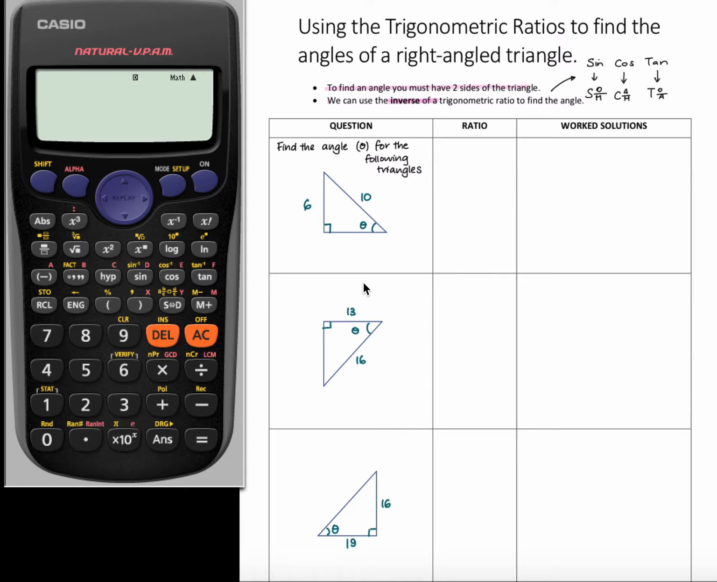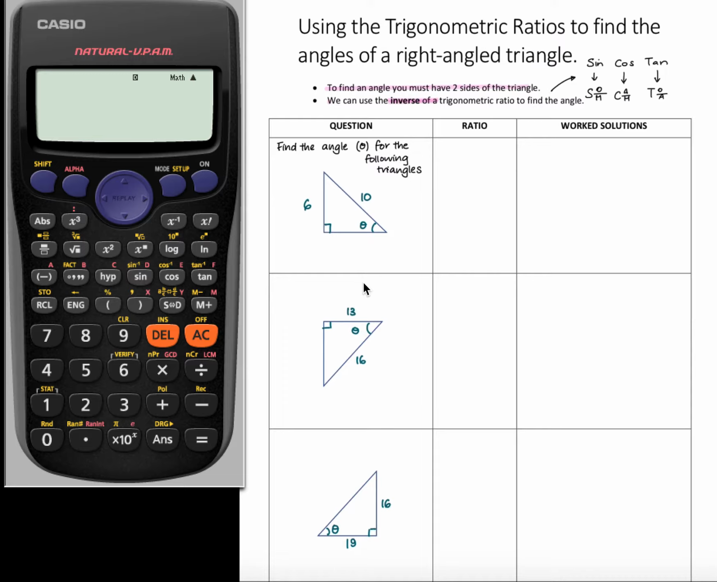Now if we look at the first question, we're asked to find the angle, which for all three examples is represented by theta, for the following triangles. Like I mentioned previously, it's really important that you label your triangles. All this does is reduce the chances of you making careless mistakes or simple errors that can come when you don't really think about what each of the lengths represent. So let's look at the first example.